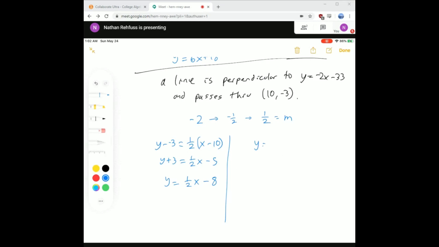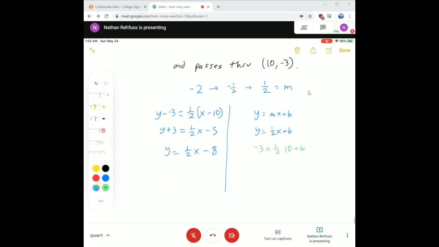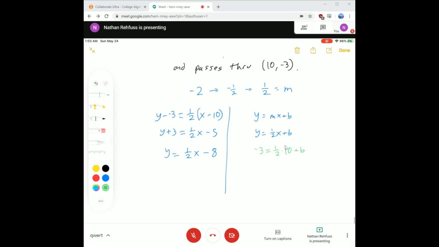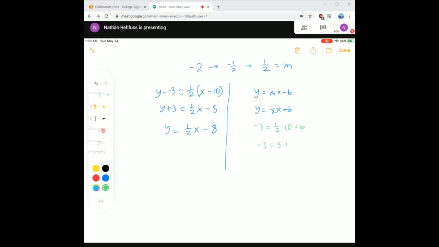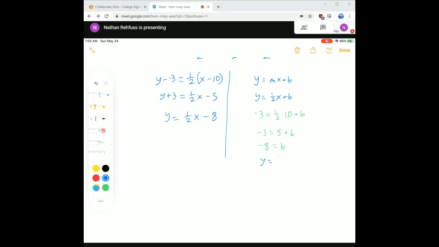I know that y equals mx plus b is going to get me y equals 1/2 x plus b. Now, specifically, that means that -3 has to be 1/2 of 10 plus whatever b is. This equation is true for all the points on the line, but that means it's true for this point specifically. Now, b is my only unknown. -3 equals 5 plus b. Add 5 to both sides. No, subtract 5 from both sides. -8 equals b. Fill that back in. Y equals 1/2 of an x minus 8.